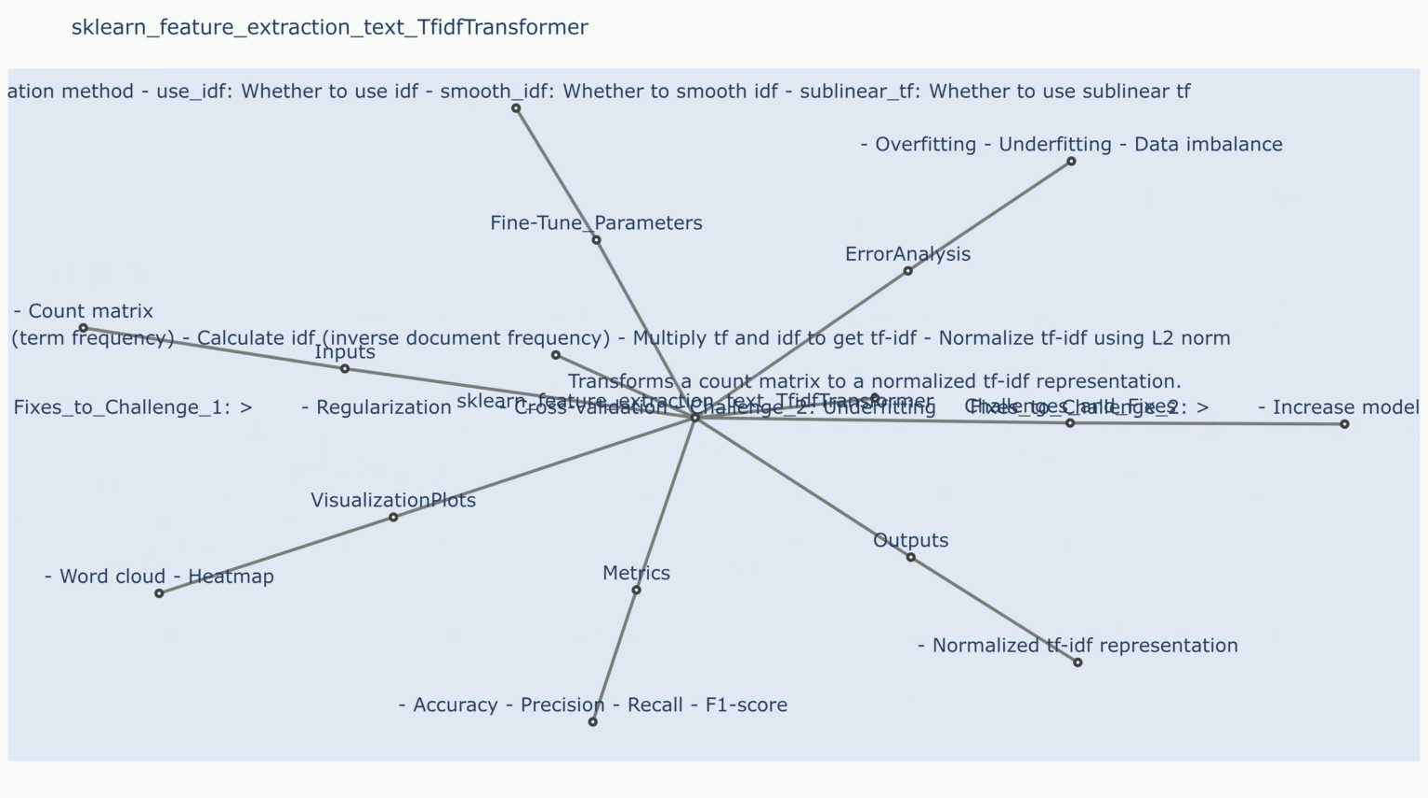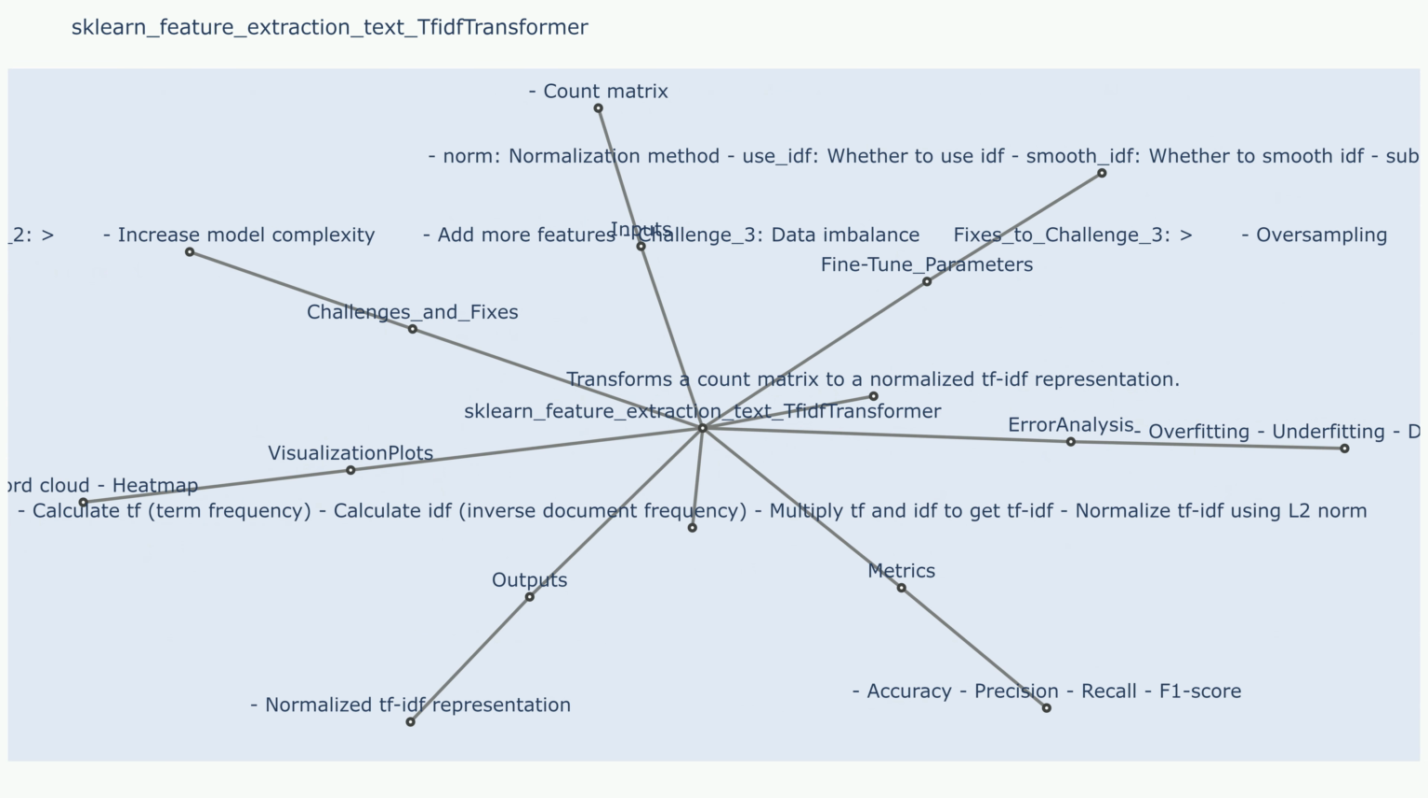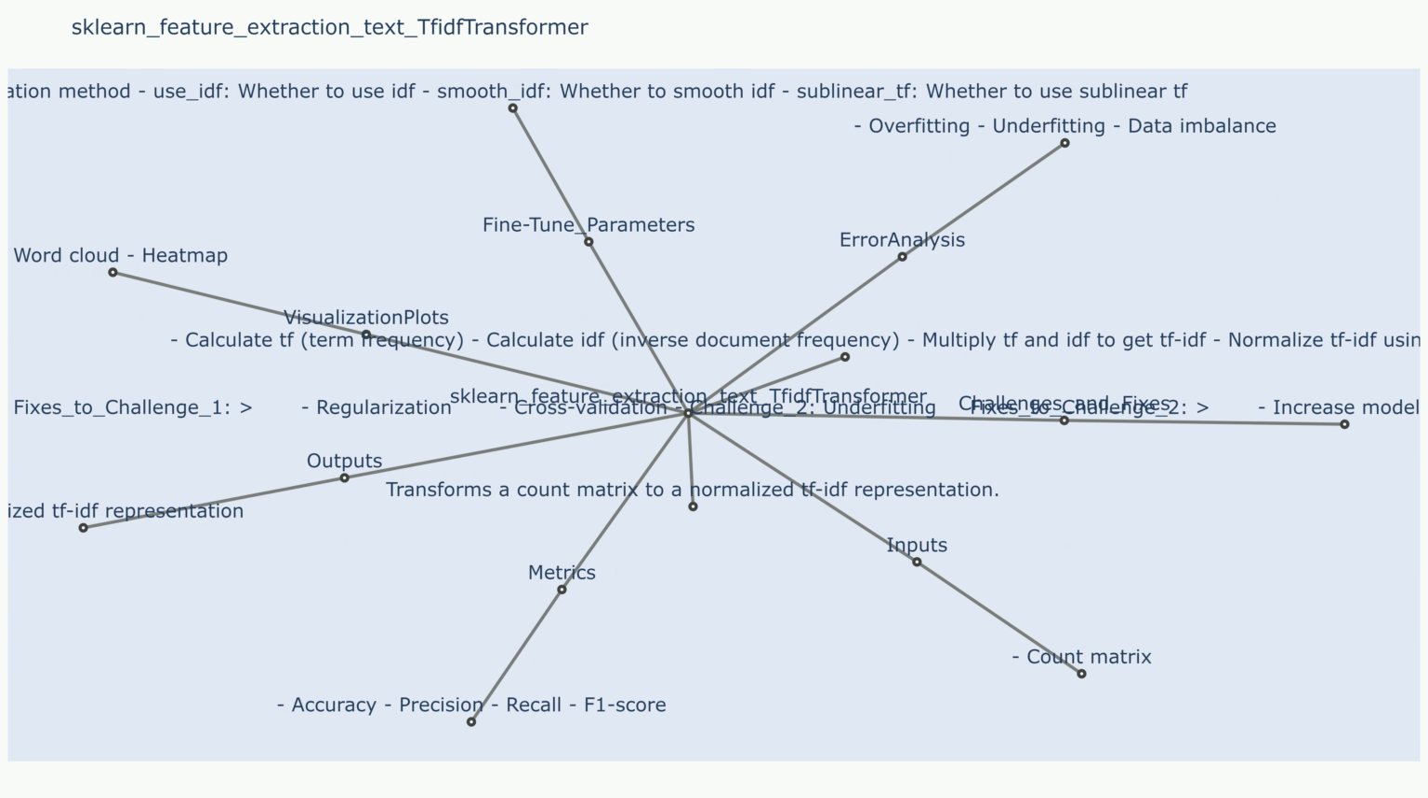Steps. Term frequency (TF) calculation calculates the frequency of each word in a document. This is simply the count of the word divided by the total number of words in the document. Inverse document frequency (IDF) calculation calculates the inverse document frequency of each word in the corpus. IDF measures the rarity of a word across the entire collection of documents. It is calculated as the logarithm of the total number of documents divided by the number of documents containing the word.